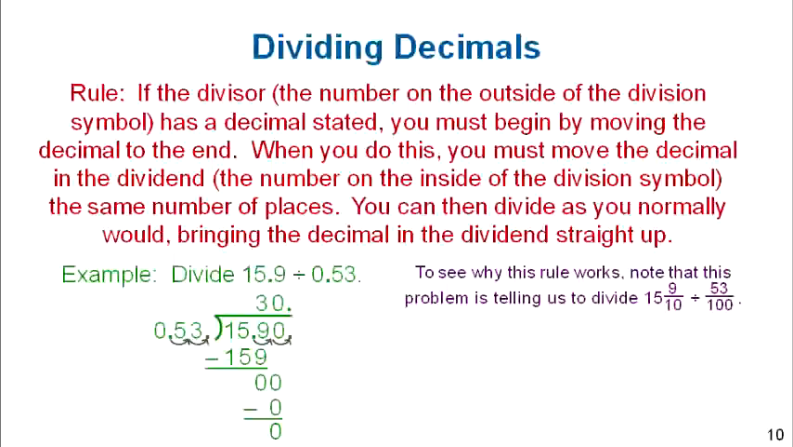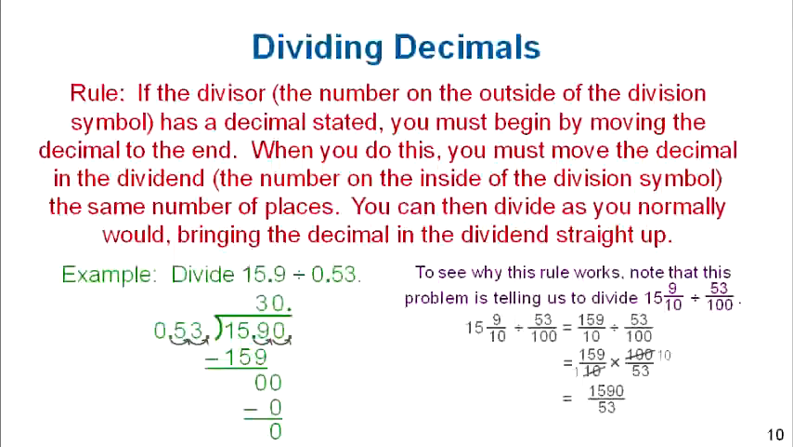To see why this rule works for this example, you need to realize that this problem is equivalent to the division problem you see here. To divide 15 9/10 by 53 hundredths, you must begin by changing the 15 9/10 to an improper fraction, and then you can copy down the first fraction, change the division sign to multiplication, and flip the second fraction. I'm going to use the second method to multiply fractions that I discussed in the video on fractions. Before I multiply straight across, I will divide both the 100 and the 10 by 10.